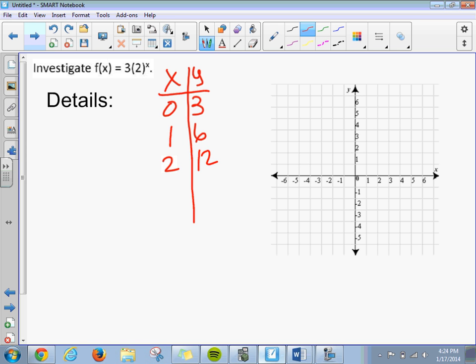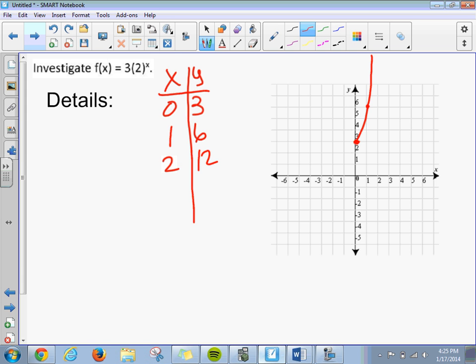So on this graph that they provided, I'm looking at 0, 3, 1, 6, and then 2, 12, which is going to go all the way off the page. And we know that this will be connected.